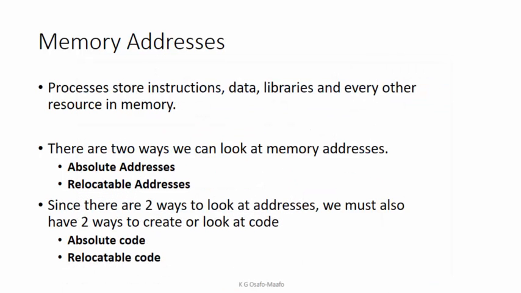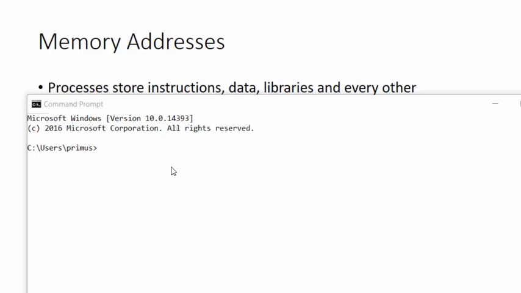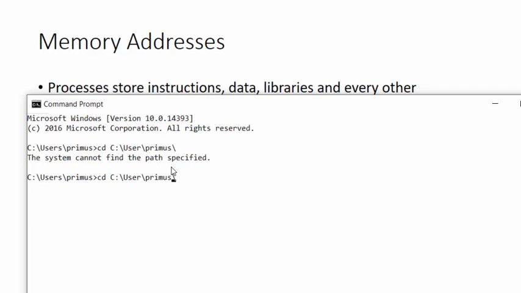Let me get an example with command line. Even in command line, someone would say an absolute address would be something like change directory to, and you spell everything out. Oh, sorry. Suppose it depends on whether you're Windows or Linux. Let me just see why that didn't.